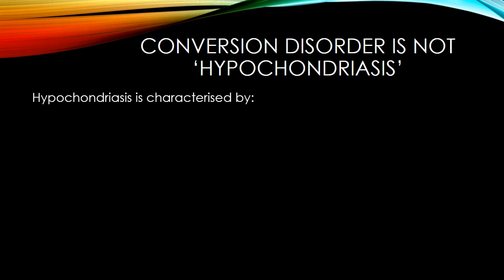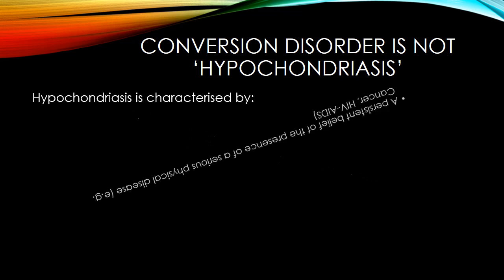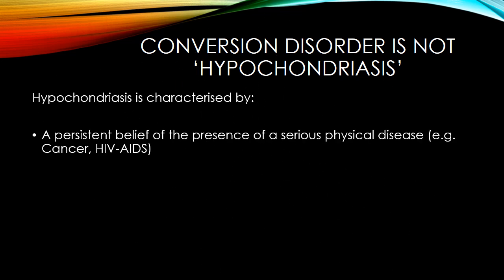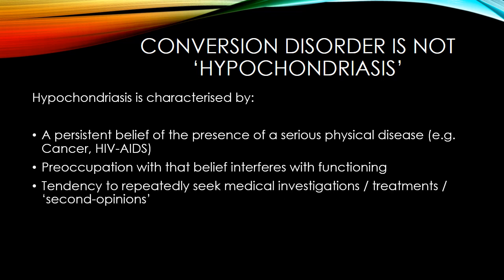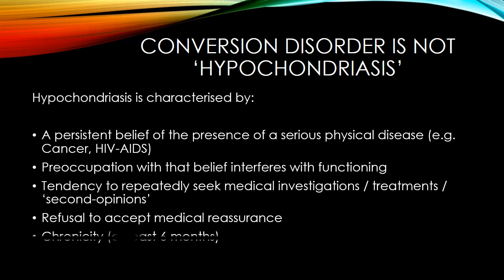Conversion disorder is not hypochondriasis. So what are the features of hypochondriasis? A persistent belief of the presence of a serious physical disease. The patient is preoccupied with that belief to the extent that it interferes with their normal functioning. There is a tendency to repeatedly seek medical investigations, treatments, and second opinions. There is a refusal to accept medical reassurance, and it's usually chronic, at least 6 months.